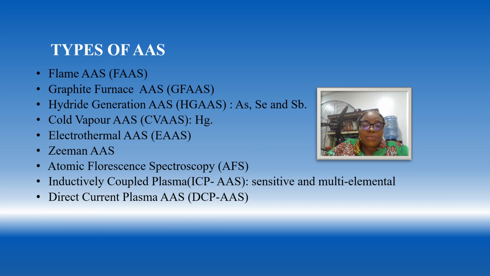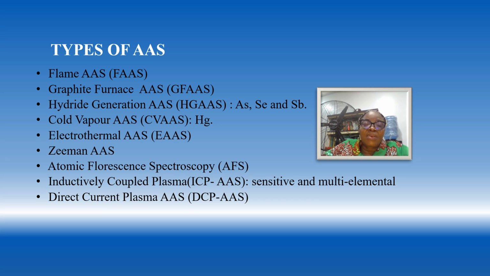What are the types of AAS? We have the FAAS, that is the flame atomic absorption spectroscopy. It uses a flame to atomize the sample. We have the graphite furnace AAS, GFAAS. It uses a graphite furnace to atomize the sample. It is more sensitive than the FAAS.